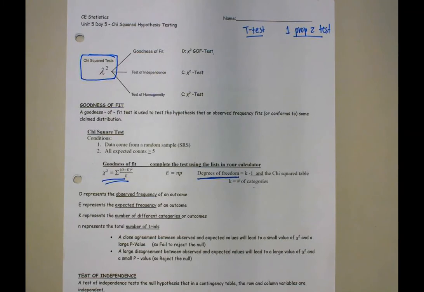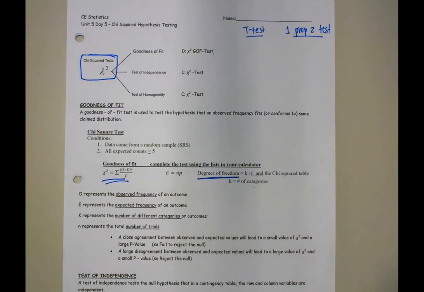So for our goodness of fit test, there are a couple of letters that we end up using in our formula. O is our observed frequency. E is our expected frequency. So what we're trying to find is, does our observed frequency have the same distribution as our expected frequency? And then K represents the number of different categories, and N represents the total number of trials.